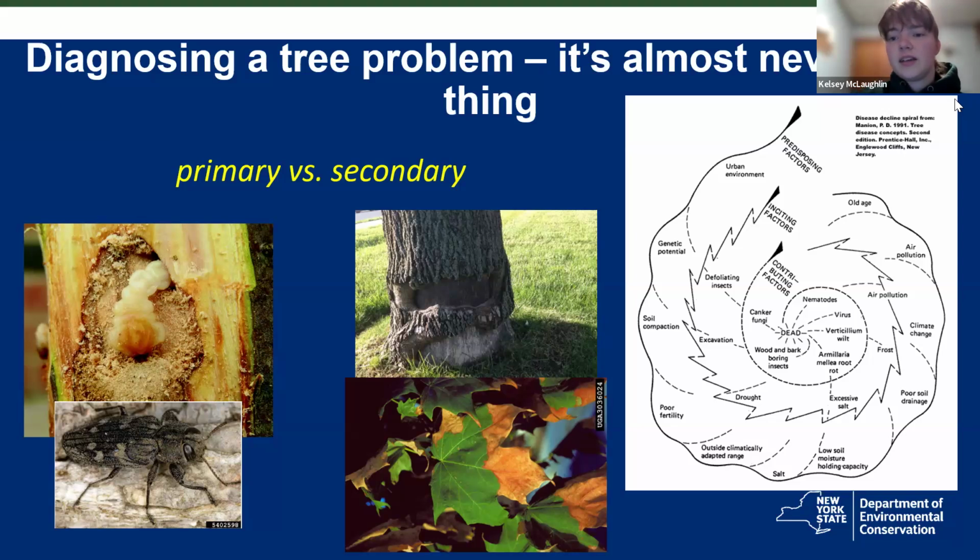And Paul Mannion from ESF, he kind of put this together in the format that I like the best. This is his thing on the right, the decline disease spiral. And I'm going to see if I can get a laser pointer here. There we go. And so the secondary factors are in kind of these outer 2 rings, the predisposing and inciting. And these are the things that set the tree up for stress. So something like low soil moisture holding capacity, for example. When you couple that with something like drought, that really stresses the tree and weakens it. And then something like a wood or bark boring insect can come in and really be the nail in the coffin that finishes off that tree.